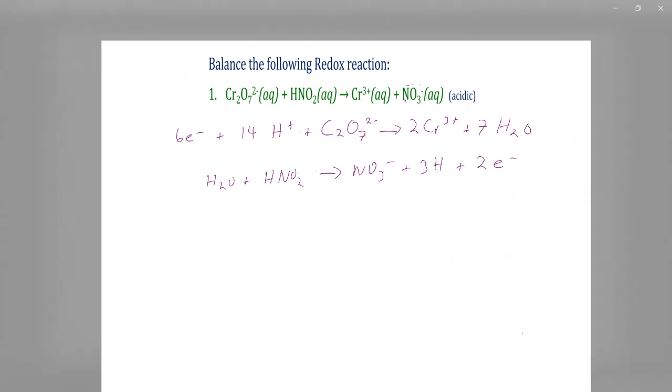So now we have our two balanced half reactions copied close to each other, and it would be best to just write these on a new sheet of paper. And now we can finish balancing these. The next step is we need to multiply by an integer to make the electrons coming in the same as the electrons coming out. In our first one here, we have 6 electrons coming in, and in our second one, we have 6 electrons going out.